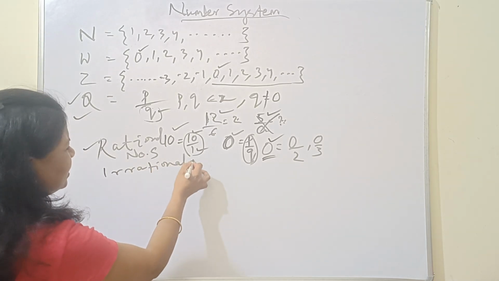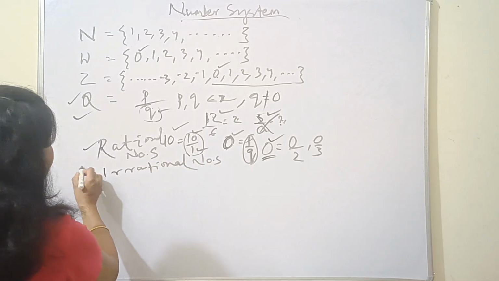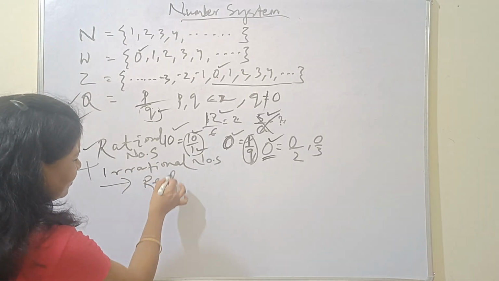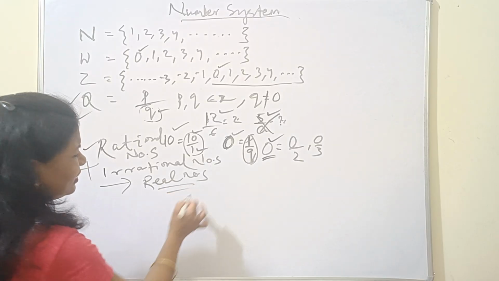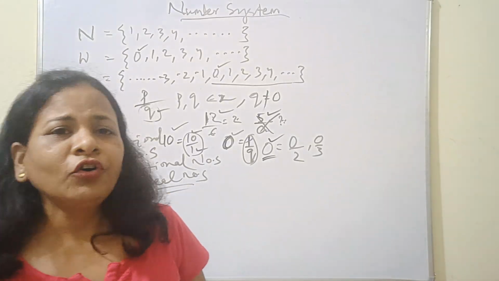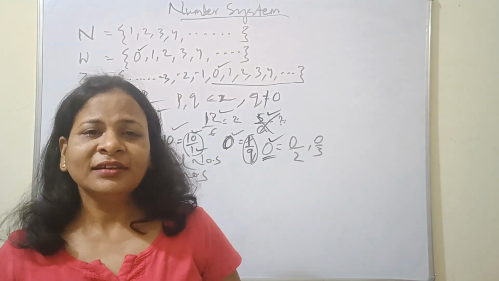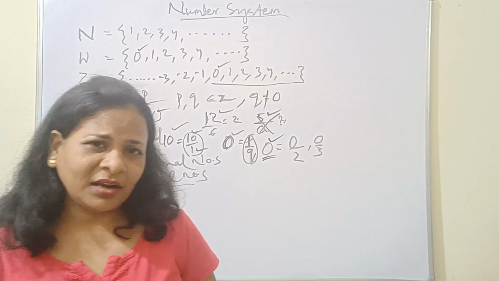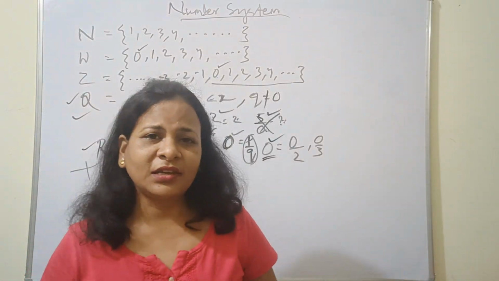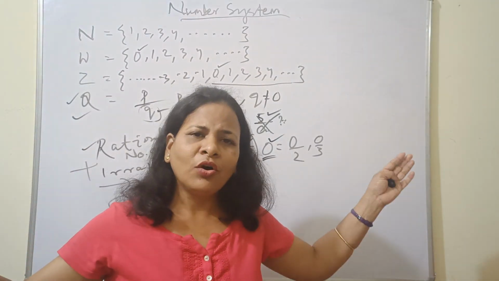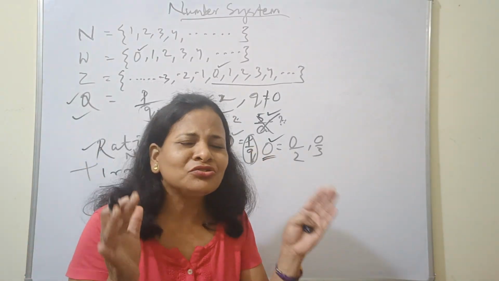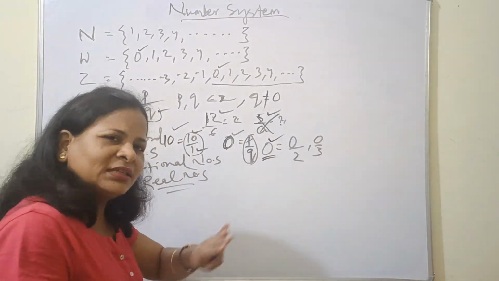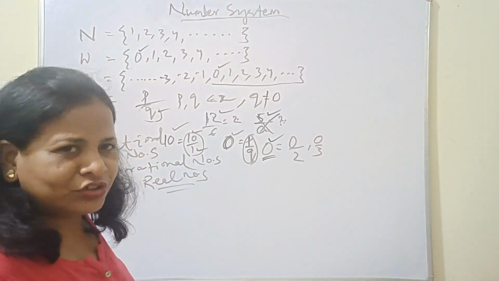And if rational numbers and irrational numbers together we take on the number line, we get the set of real numbers. So what are real numbers? It is the collection of rational numbers and irrational numbers. Rational numbers and irrational numbers together form the set of real numbers, meaning all the kinds of possible numbers together make the set of real numbers. Now, this is all about your rational and irrational numbers.